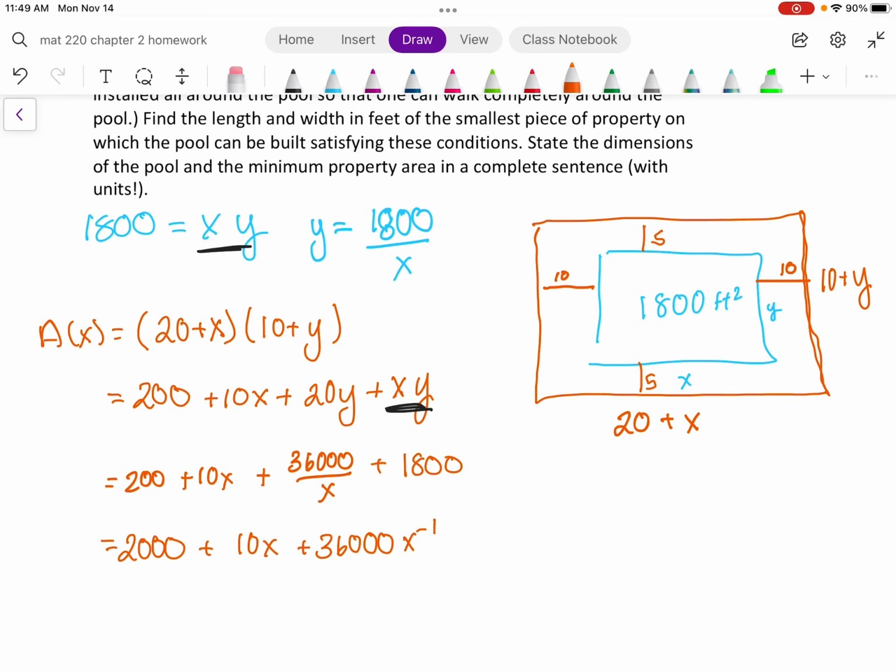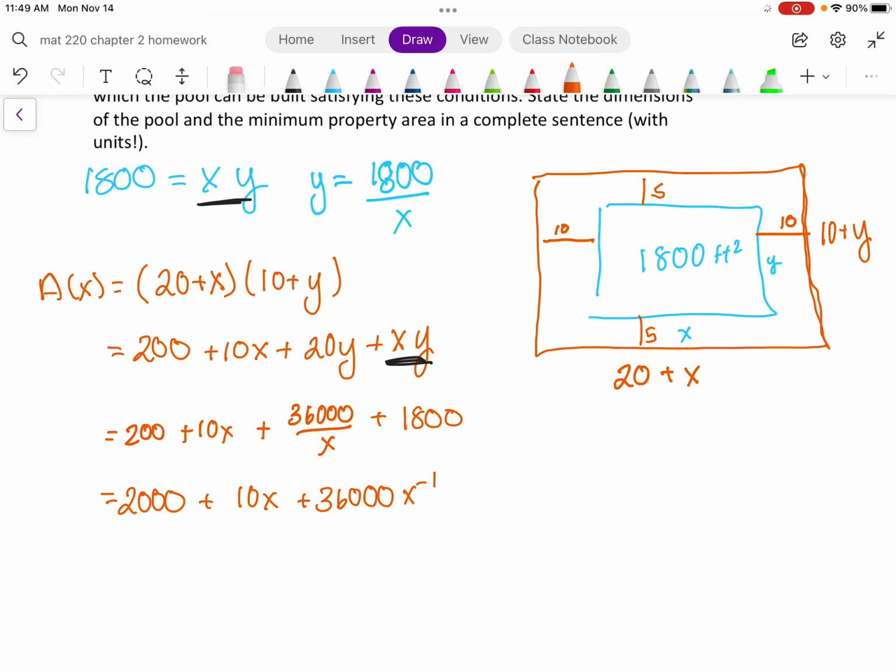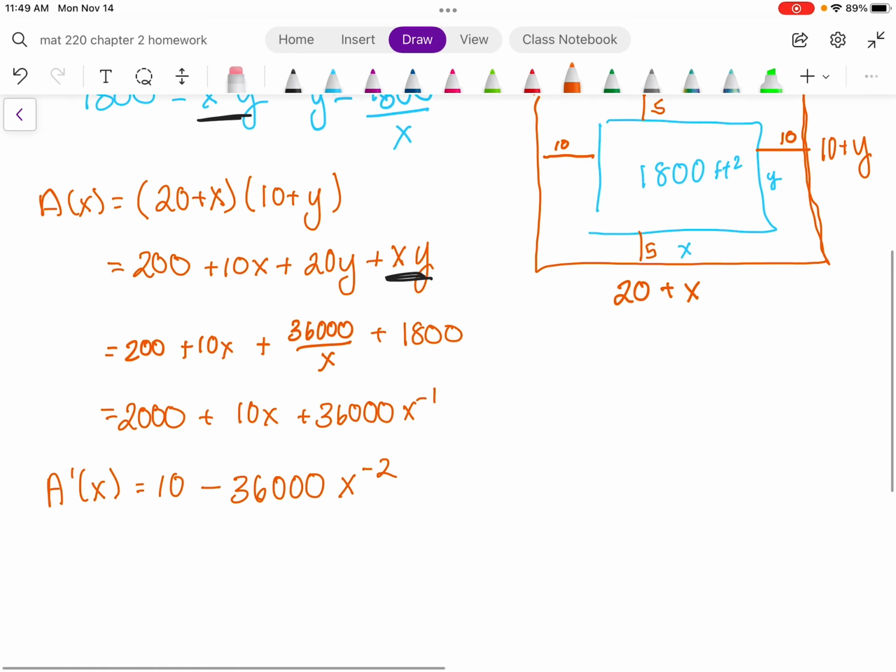Now A is in a form that's not too difficult, hopefully, to take the derivative of. A prime of x: the constant goes to 0, 10x's derivative is just 10, minus 36,000 x to the negative 2. Now this is a form that should look somewhat familiar. We've dealt with this equation a number of times. This one might look a little different, but we're going to treat it the same way.